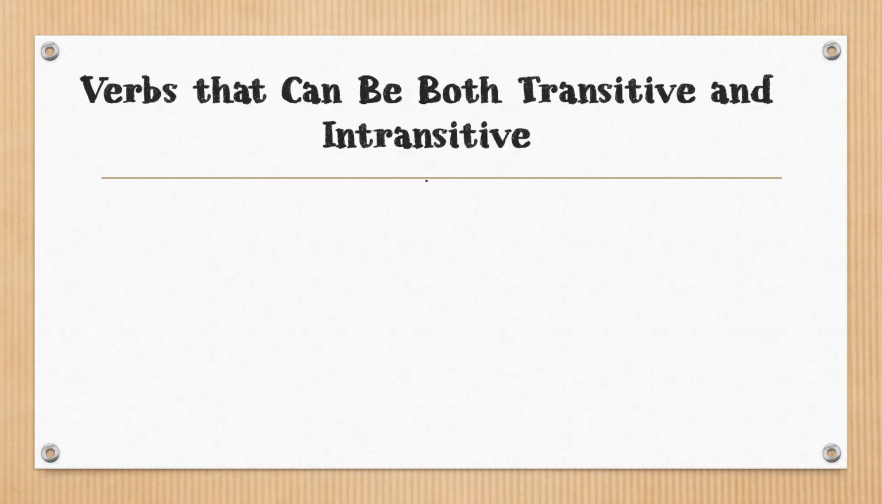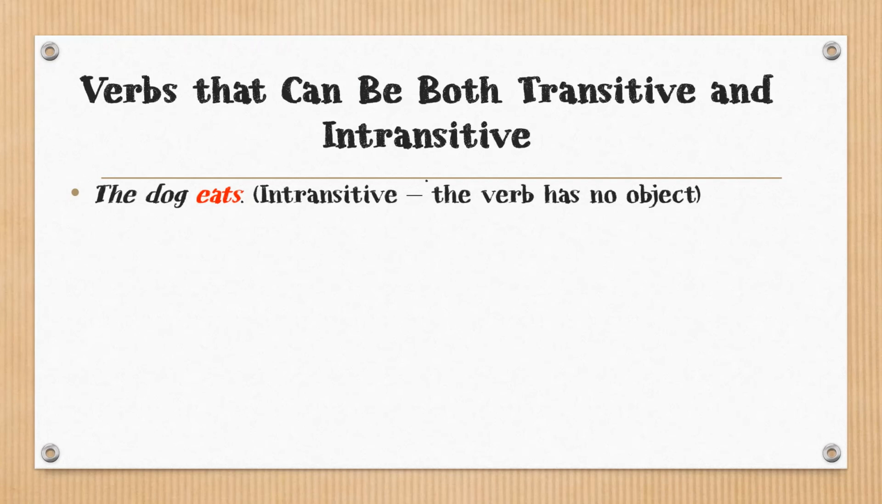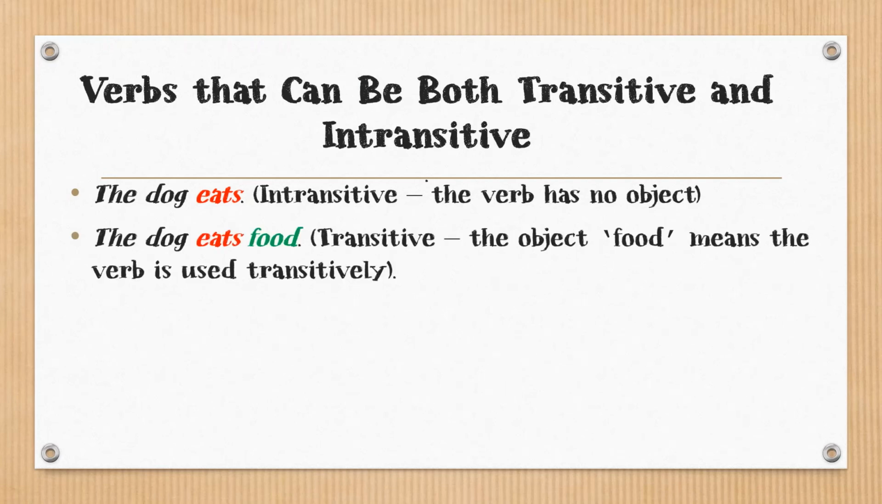Okay, next. Kita akan tengok verbs that can be both transitive and intransitive. Maknanya kita boleh guna untuk transitive dan intransitive pun kita boleh guna. Contohnya ialah eats. So, the dog eats. Dia still intransitive kerana verb tu tak ada objek. Dia eats saja. Kita tengok pula, the dog eats food. Dia ada objek kat situ. The dog eats food. Dia menjadi transitive sebab the object food means the verb is used transitively. So, sebab perkataan food tu dah ada situ, dia dah ada objek.